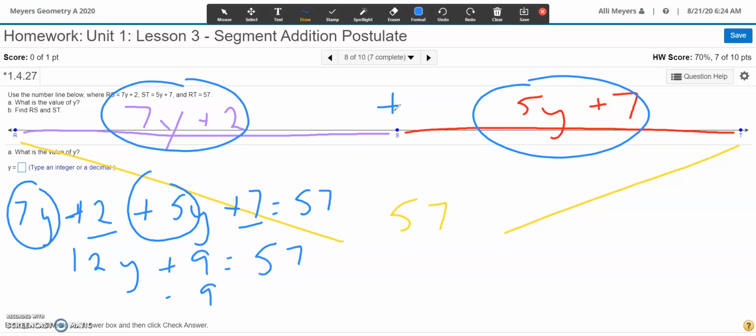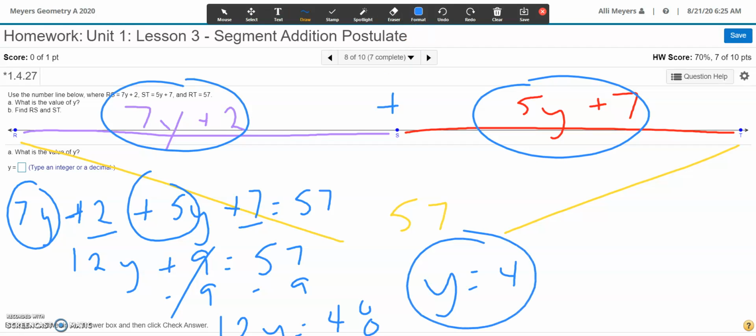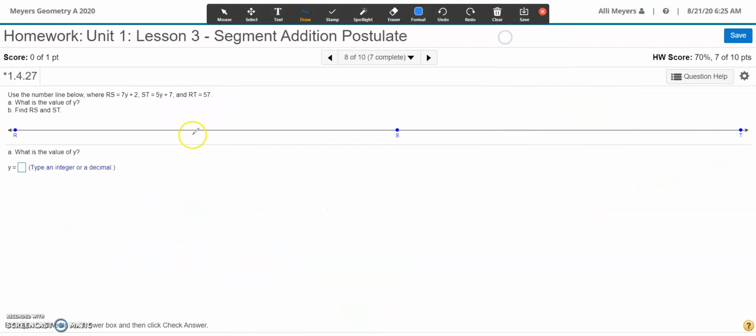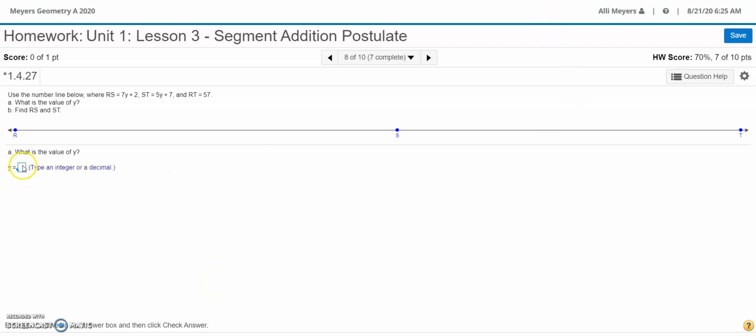Then you just have to subtract the 9 and divide by the 12. Hopefully that algebra is not too difficult for you from there. When you divide by 12, sorry, I ran out of room here, y should be 4. And I already know they're going to ask me multiple parts here, so let me clear my stuff out so I have room. But y is 4.